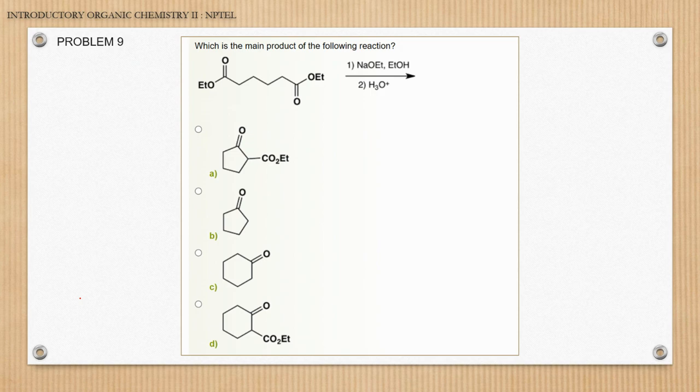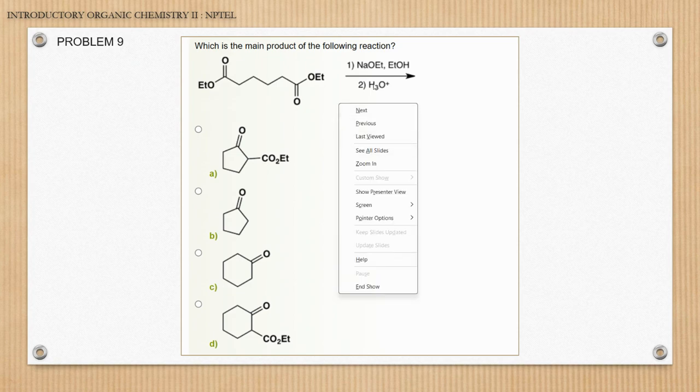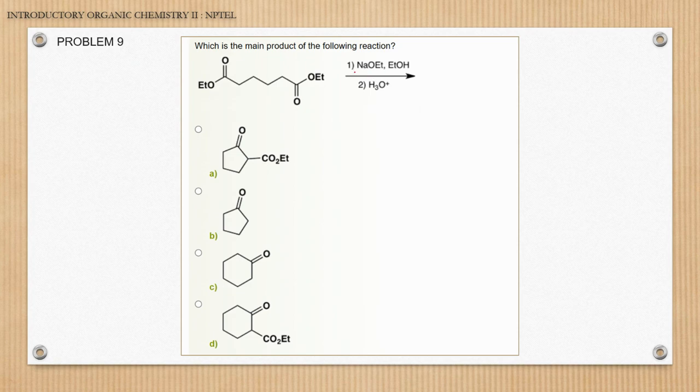So problem number 9. In problem number 9, they're asking which is the main product of the following reaction. So guys, this is a very straightforward reaction. First of all, they have added sodium ethoxide and ethanol. Sodium ethoxide is a strong base. It will abstract the acidic proton. As it is a symmetrical molecule, the acidic proton is present at the alpha position of both of the esters. So abstraction of hydrogen from any of the positions will take place, right?